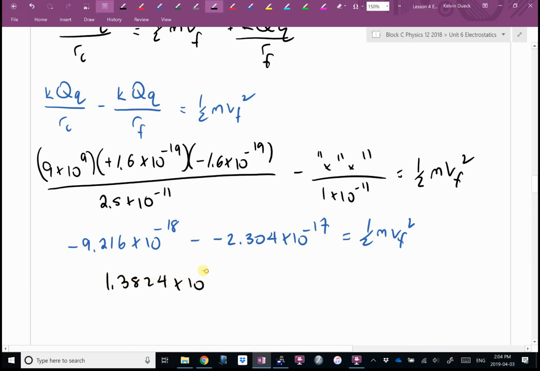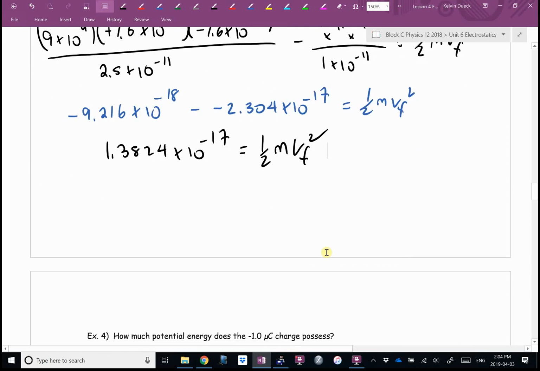1.3824 times 10 to the negative 17 equals a half m v final squared. Now, how would I get the v by itself? Times 2 divided by m. Which m? It's an electron. It's on your sheet. I remember that the electron is 911, but I can never remember the 10 to the. Okay? So v final is going to be the square root of answer button.